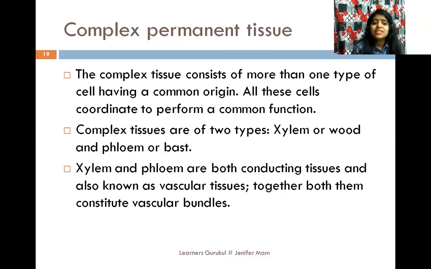Xylem and phloem are both conducting tissues, also known as vascular tissues. Together they form a vascular bundle. So what is a conducting tissue? From the root the plant absorbs water, and this water is taken up to all parts of the plant, like leaves, fruits, flowers, and so on. So xylem and phloem play an important role in conducting water and nutrients to different parts of the plants. That is why they are also known as vascular tissue, and xylem and phloem together form vascular bundles.